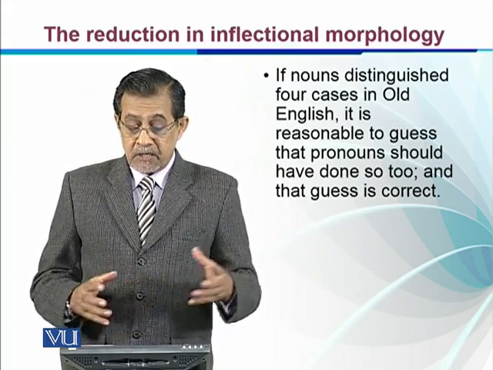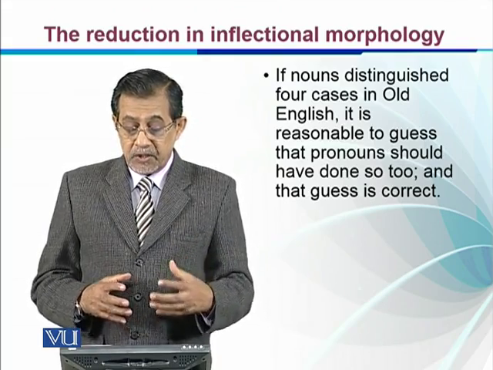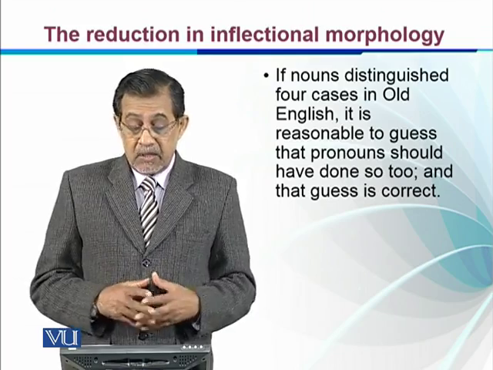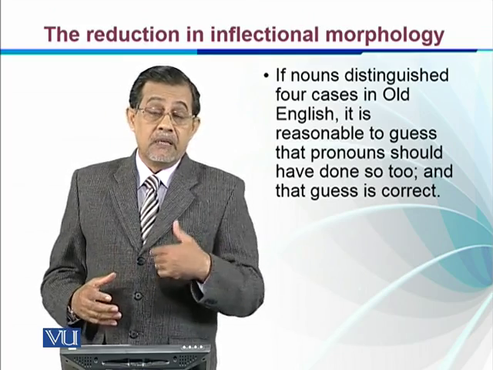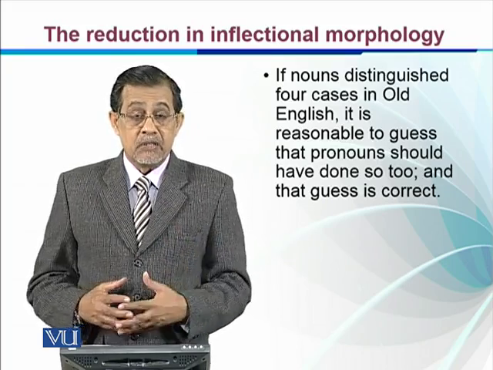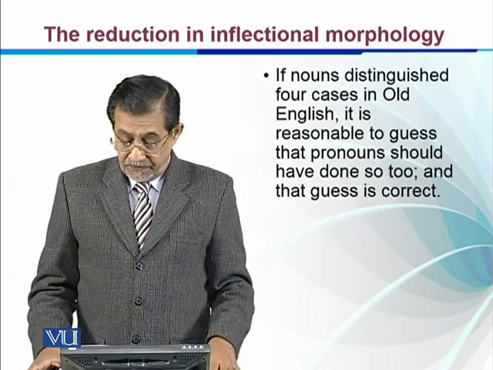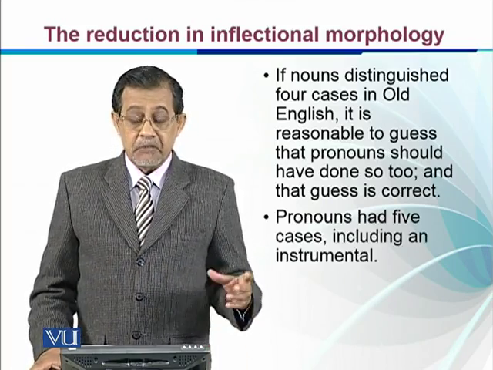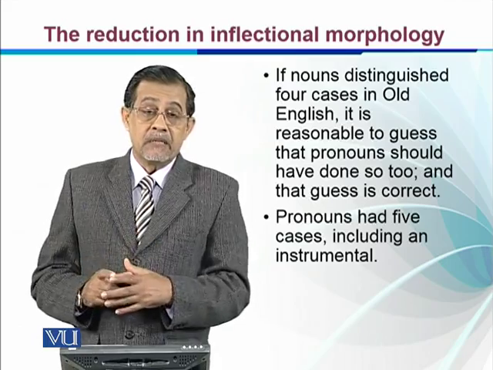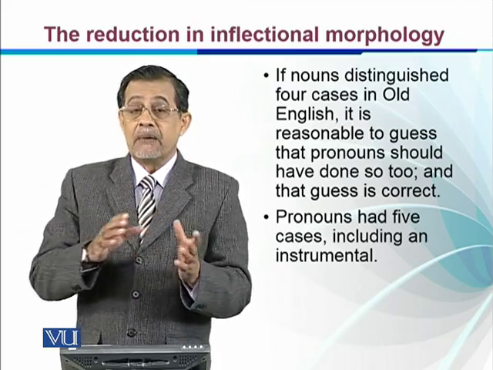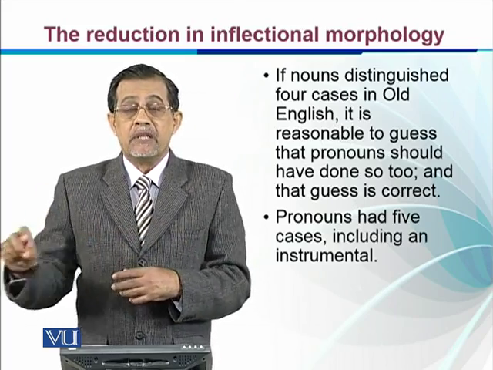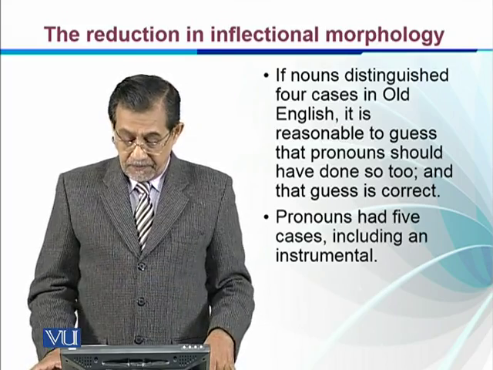If nouns distinguished 4 cases in Old English, it is reasonable to guess that pronouns should have done so too, and that guess is correct. Pronouns, even at present, show more case distinctions than simple nouns. Pronouns had 5 cases, including an instrumental. So there was one case for instruments that was used. For example, you say I cut something with a knife. So there was a case for knife, which was the instrument.